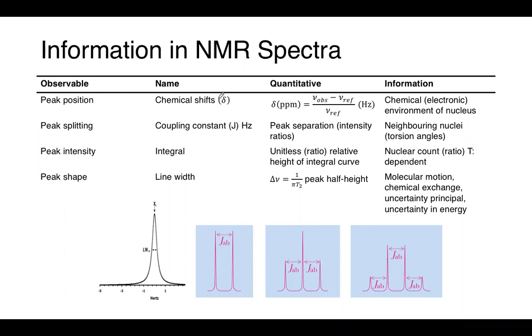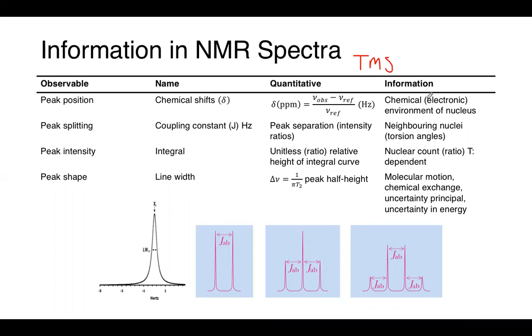It's given the letter small delta. Small delta is usually in ppm, and it's equal to the frequency of the observed absorbance minus the reference frequency, over the reference frequency, and all of this is in hertz. And these references, that's the TMS that I was talking about before, the tetramethylsilane.